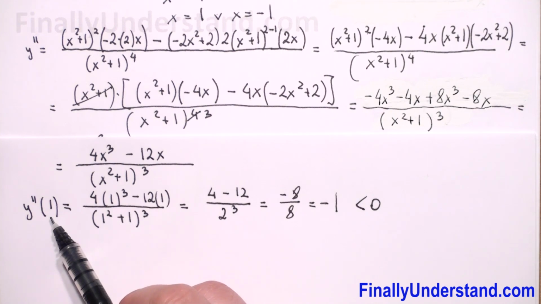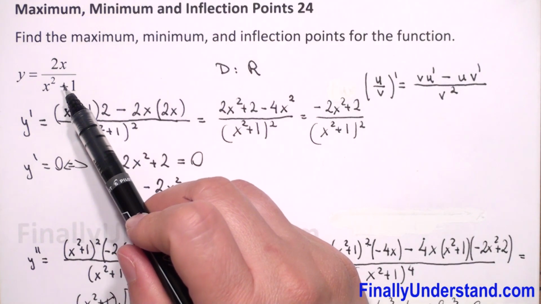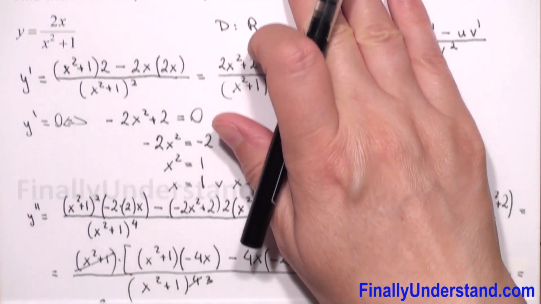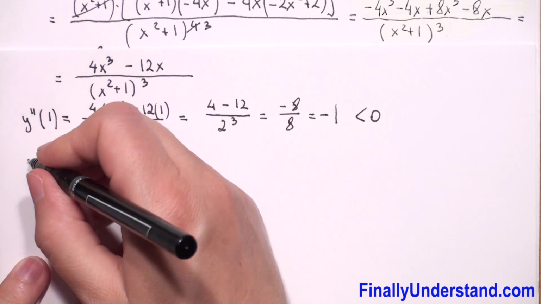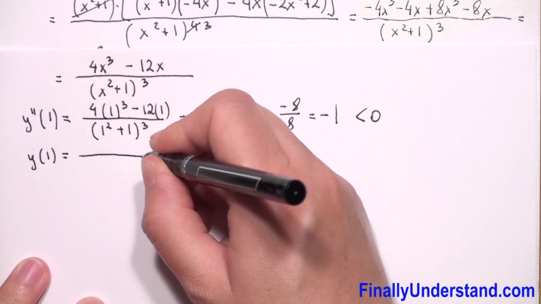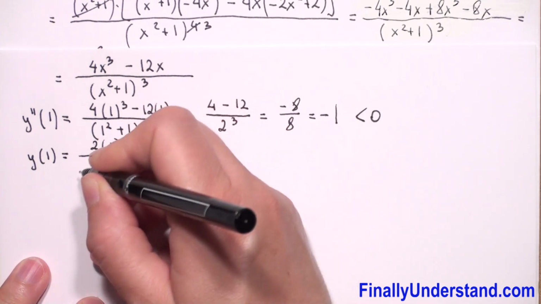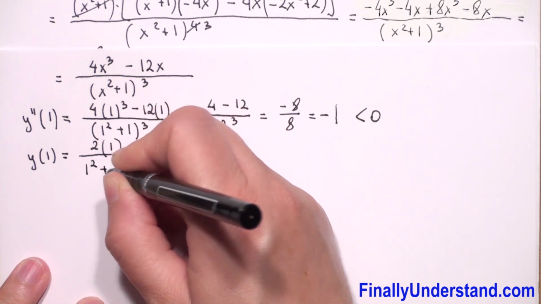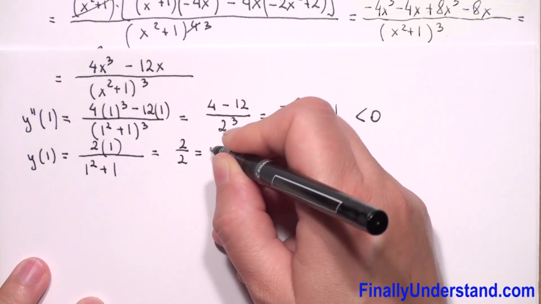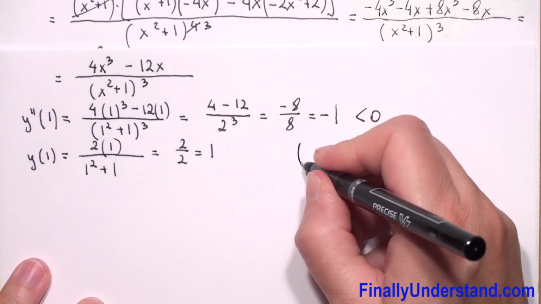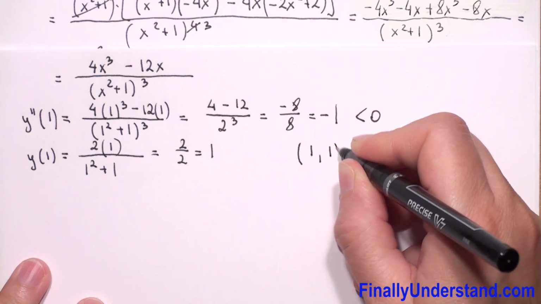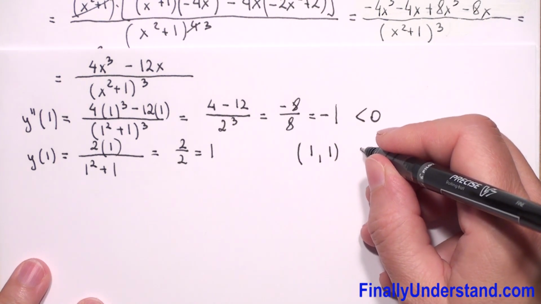To find the second coordinate, we have to replace x by the value 1. So y of 1 is equal to 2 times 1 over 1 squared plus 1. This is equal to 2 over 2, which is equal to 1. So we have our point: x is equal to 1 and y is equal to 1, so (1, 1). So this is our maximum.